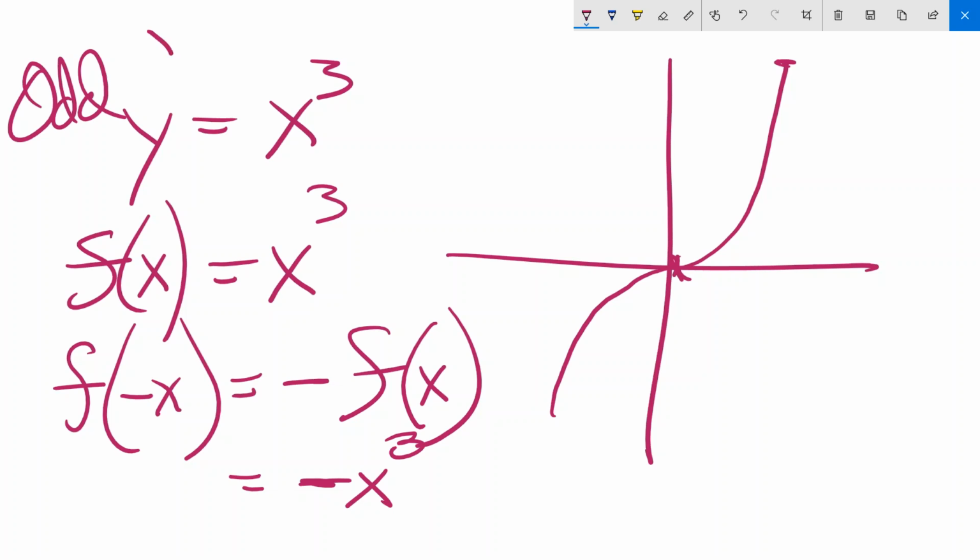Y equal x squared is even. You can certainly memorize these two because the exponent tells you whether it's odd or even. But the other thing is if you know how to draw these, then you can realize that even means symmetrical with the y-axis. Odd means symmetrical with the origin.